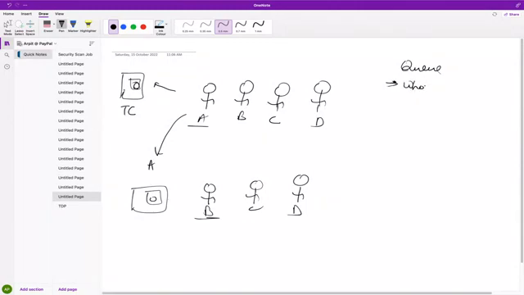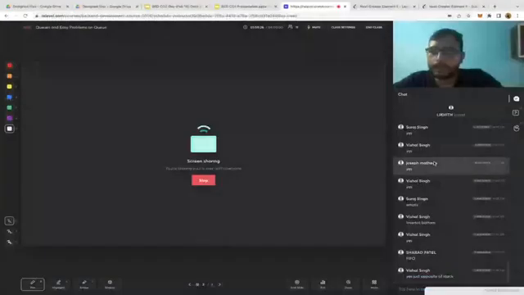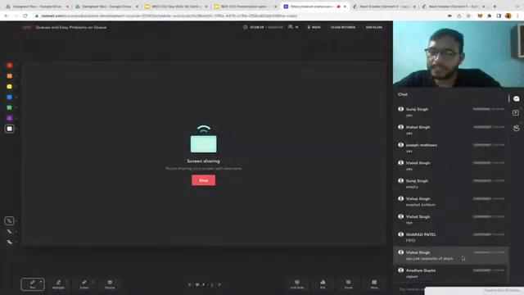Whoever is standing at the first position, or the front, we say front also, guys, because you can see he is standing at the front. Whoever is standing first or at the front, that person will be the first to go out of the queue. Everyone agree with that? They have also observed this thing, yes, opposite to a stack.